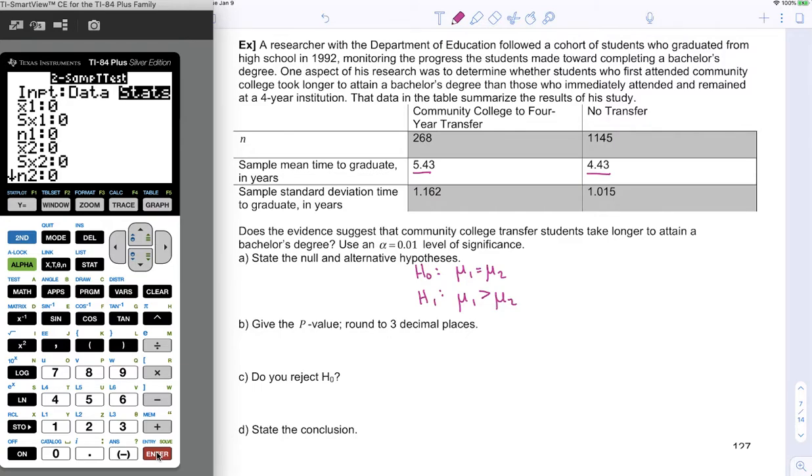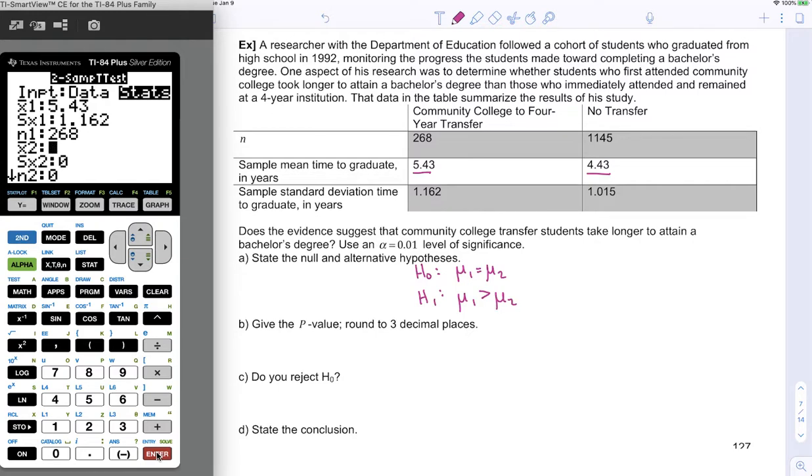And then x bar 1 is in the table as 5.43. That was the sample mean for transfer students. s1 is 1.162. That is the sample standard deviation for the transfer students. And the sample size was 268. So notice that they're in a different order in the table than in the calculator. So just be sure that you're paying attention to what you're typing in. It might not necessarily be given to you in the order that the calculator is asking for it.